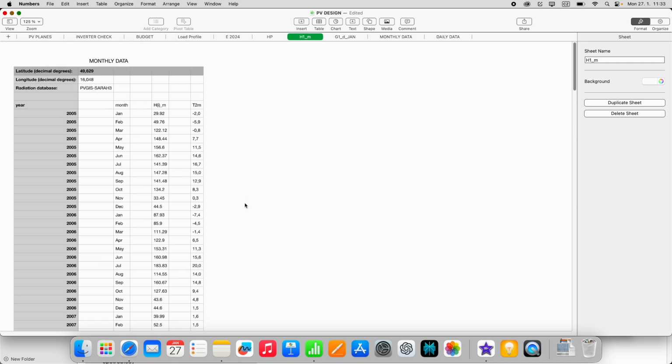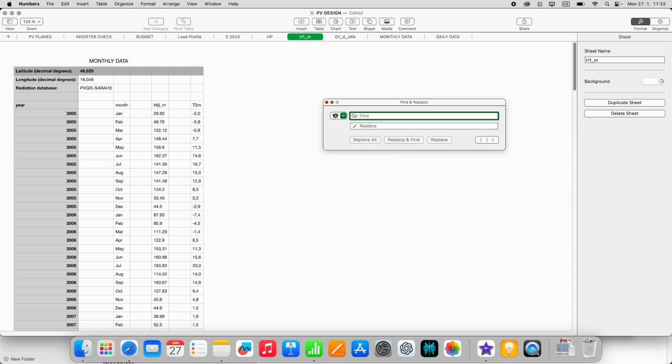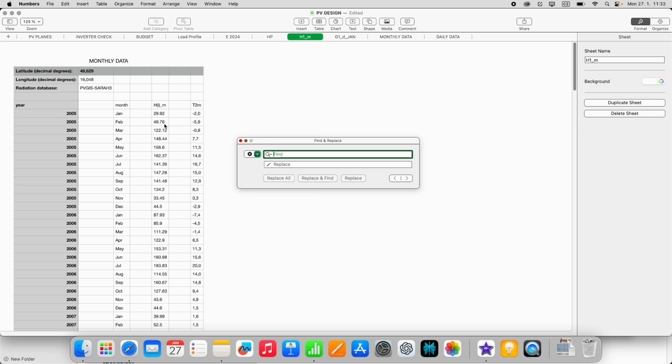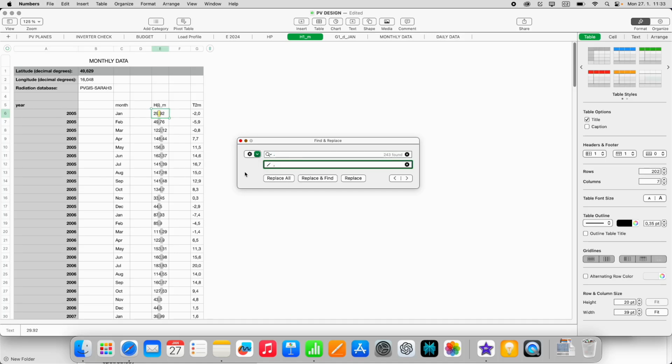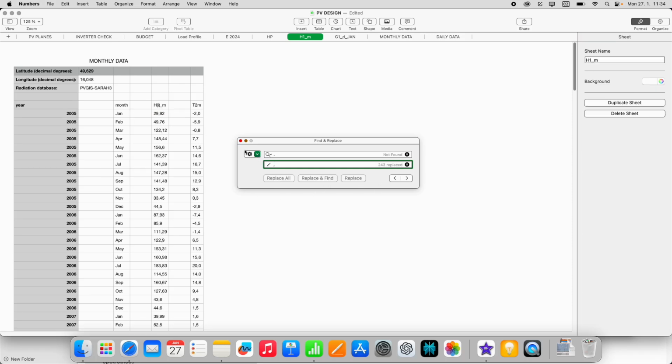And if you're planning to work with this data later, there's a trick that works in Excel that allows you to find and replace all of those dots with commas, because the numbers don't really work well with these. So just press Command F, find the dots and replace them with commas. As you can see, it replaces all of them in one click.